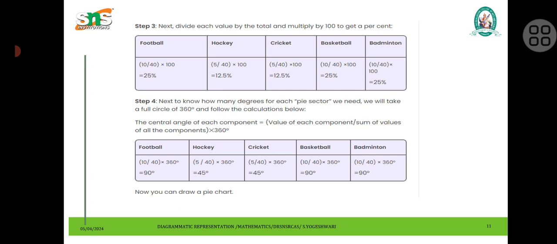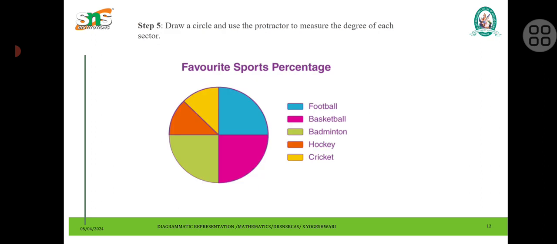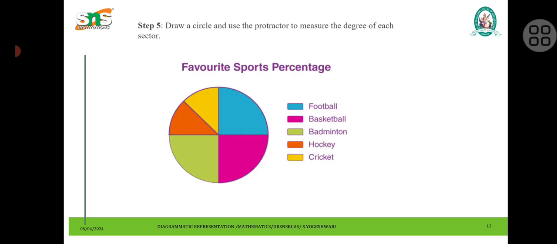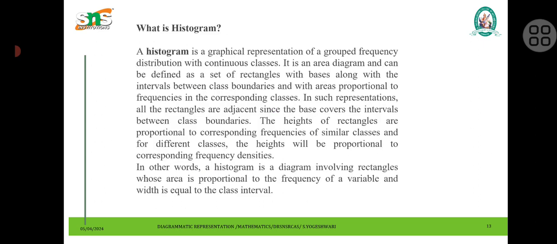Step 4: we want to calculate the degree for these types of games. Draw the circle and use the protractor to measure the degree of each sector. The favorite sport percentage is shown.